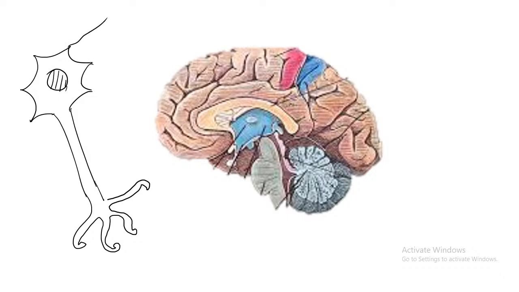Okay, so suppose this is one neuron that I have drawn. What kind of polarity is this? Just tell the polarity of this neuron. Unipolar, bipolar, multipolar, what?